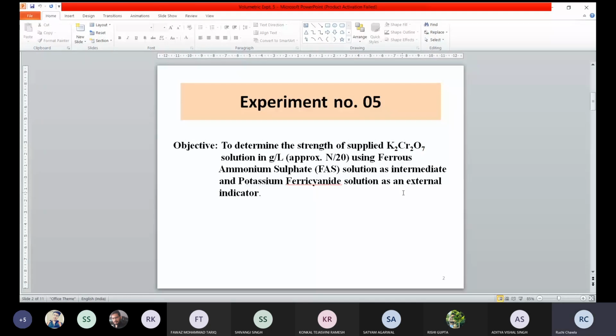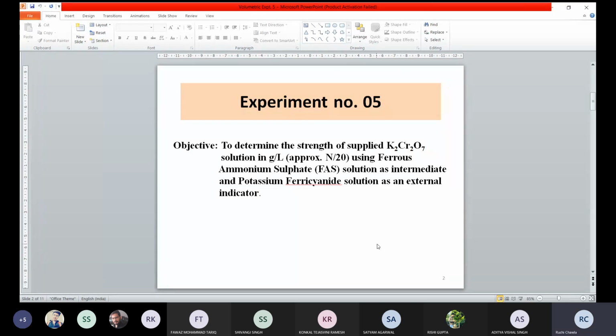So the indicator that will be used, potassium ferricyanide, will be placed in the form of droplets on a white tile with the help of a glass rod, and you will be bringing the reaction mixture in contact with it, again with a glass rod on the tile, and you will be observing the color change. So the use of an external indicator makes this experiment very different from the previous ones.